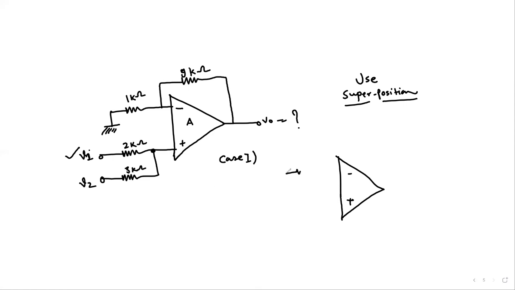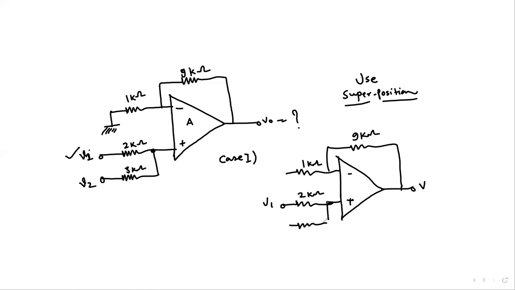We draw the circuit like this. Again, we have 1 kilo ohm, and this resistor is 9 kilo ohm, and the positive input is supplied with, let's say, 2 kilo ohm, and V1 is active, whereas you have this resistance 3 kilo ohm. So let's draw it like this. However, this V2 is made 0, so it is basically connected to the ground. Okay, and the output that we have now, let's call it VO1.